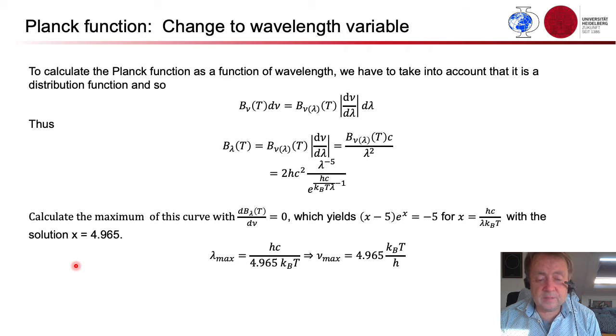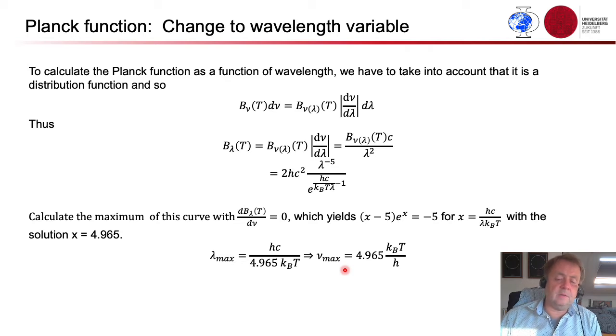So Wien's displacement law for the Planck function as a function of wavelength looks different. It says that the maximum wavelength is hc divided by 5 times the Boltzmann constant and T. That again can be transformed into frequency, so which frequency belongs to that wavelength, and then we get back our original expression that the frequency is proportional to temperature, but now with a factor of 5.